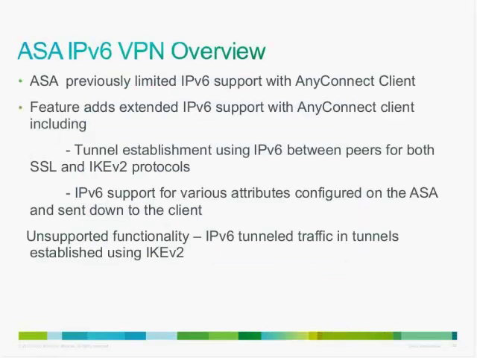Now moving on to IPv6. Prior to the ASA 9.x release, we had just limited support for IPv6 with the AnyConnect client, although we had full support with IPv4, of course. The ASA basically added almost full support for the AnyConnect VPN client with this particular release. To highlight the key points, you can establish tunnels using IPv6 with both SSL and IKEv2, and there is IPv6 support for certain attributes that are sent down to the clients. The only thing that is not supported with IPv6 VPN is tunneling IPv6 through IKEv2 AnyConnect connections. This is the only thing that's not supported as of now with the ASA IPv6 AnyConnect features.